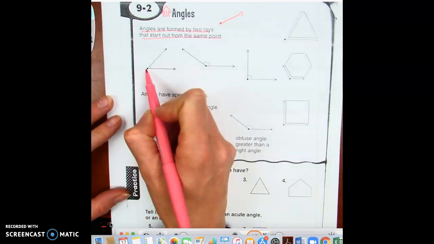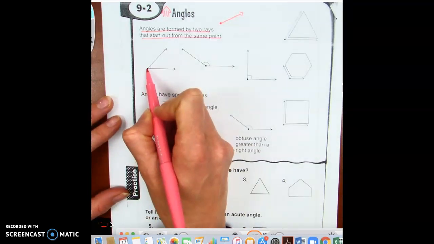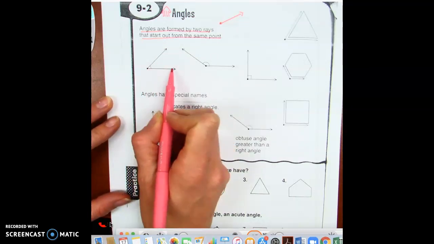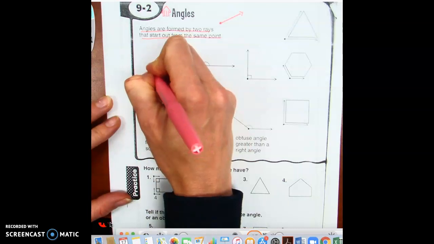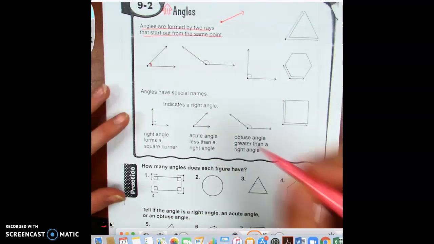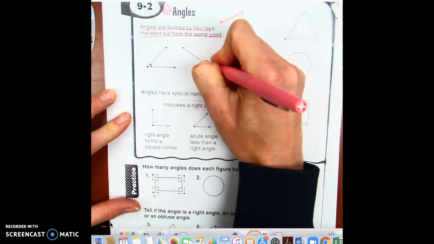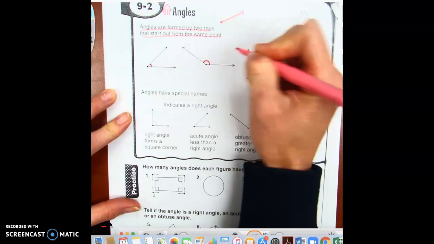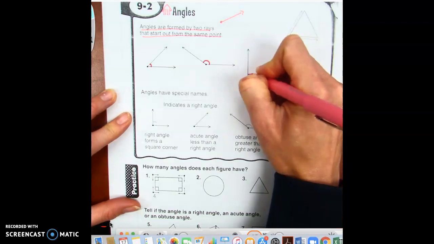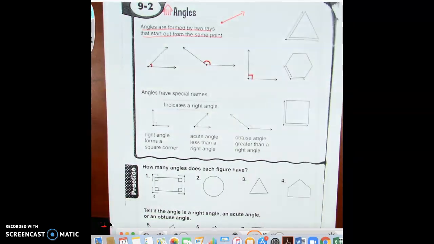So you can see here the endpoint extending on forever, an endpoint extending on forever, and then they put a little line here. This is what we call the angle. So why don't you go through and with a pen or highlighter, mark over the angle here. So there are some angles that have special names, and we're going to be learning about those today.